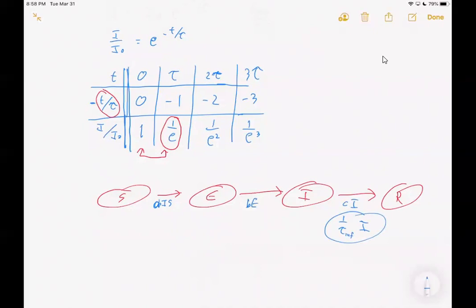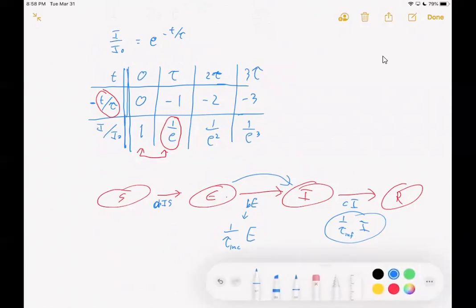Right here, wherever I had B times E, this was when people went from being exposed, or when they finished their incubation period, they would switch from E over to I. So this was 1 over tau INC in the model. That's the incubation time times E. So you'll see that showing up in the model. And now here's the interesting part. S, remember, the susceptible population isn't really decaying. It's being converted over.